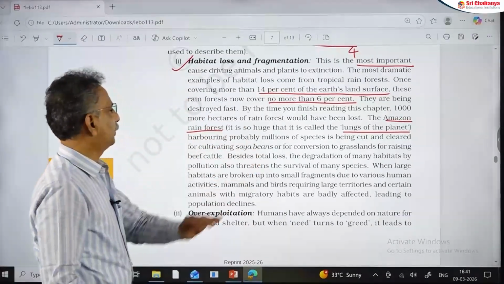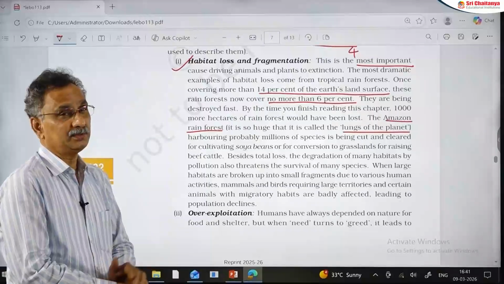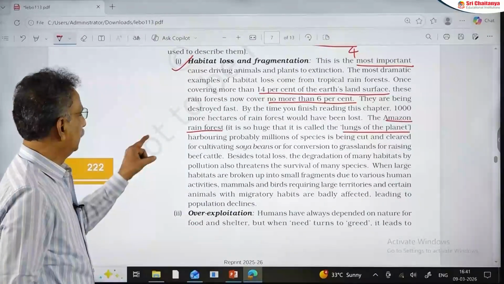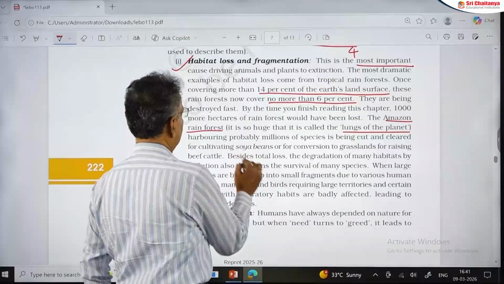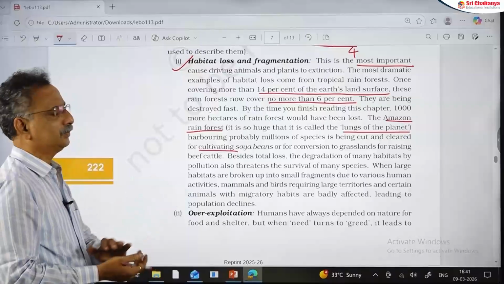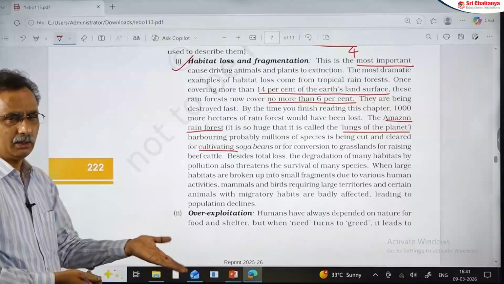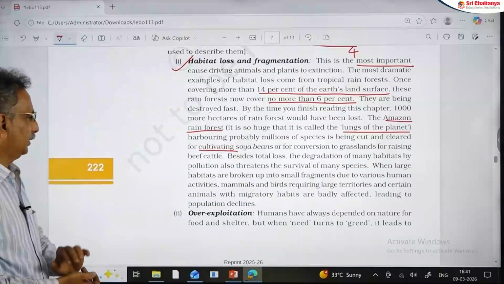So, they are harming probably millions of species, because, as we know, a lot of species from that area are yet to be reported. They are the ones converted for human purposes, because humans are cultivating, what, soya beans, all this. So naturally they will remove the forest cover. The moment forest cover is removed, it means habitat loss. That is one point.